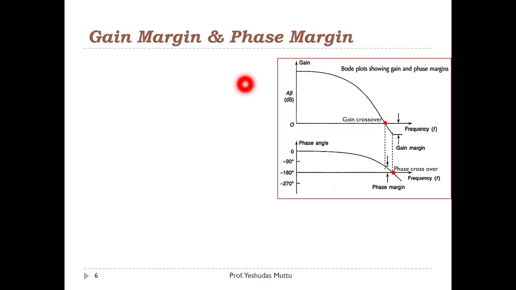Similarly, I can find out phase margin. How to find out phase margin? To find out phase margin, I will require something known as gain crossover frequency. Just like to find out gain margin, I required phase crossover frequency, I will require gain crossover frequency to find out phase margin. What is gain crossover frequency? It is the frequency at which the gain curve crosses 0 dB.